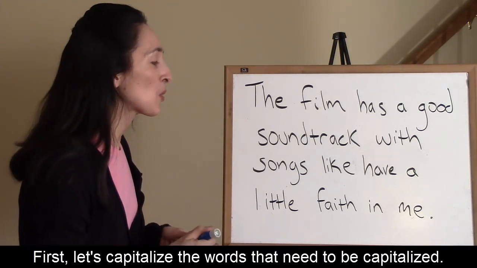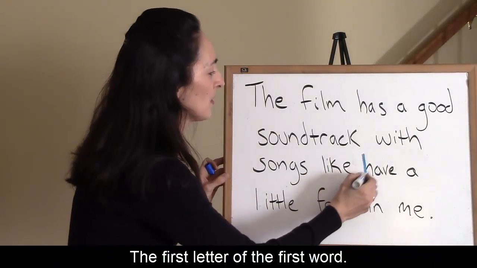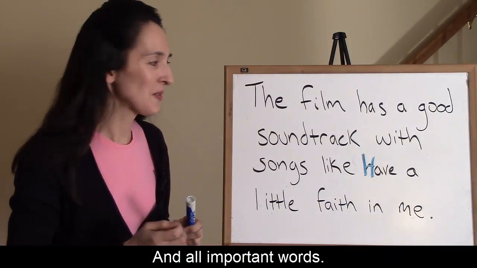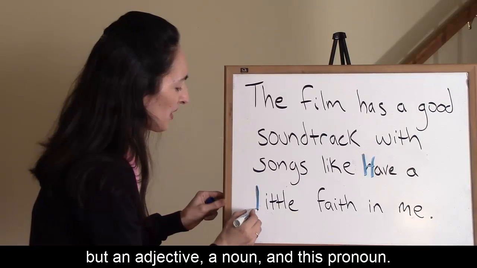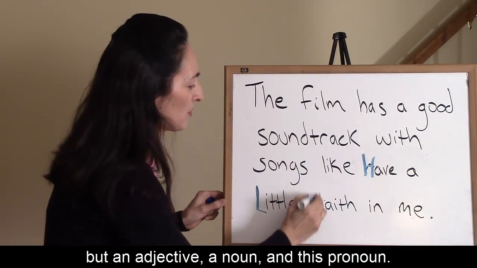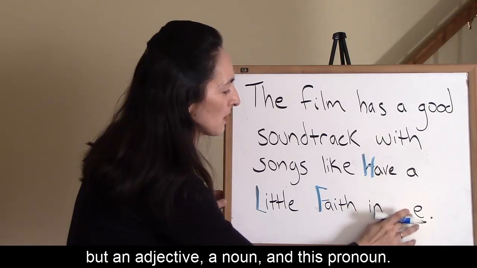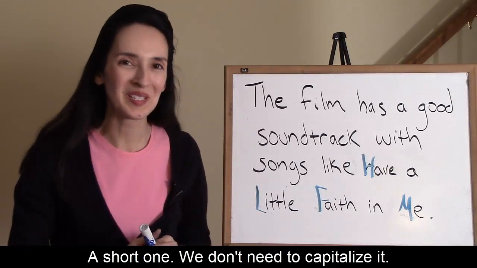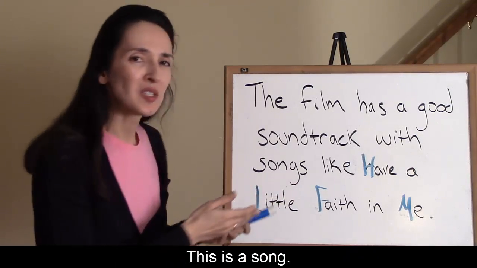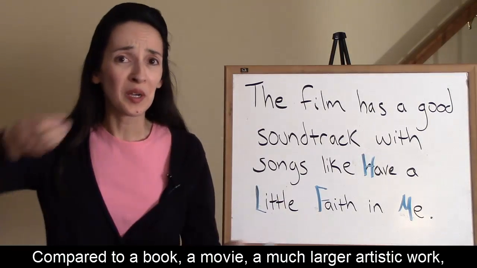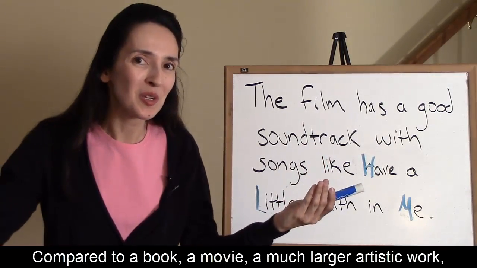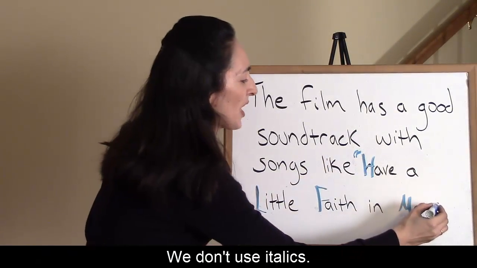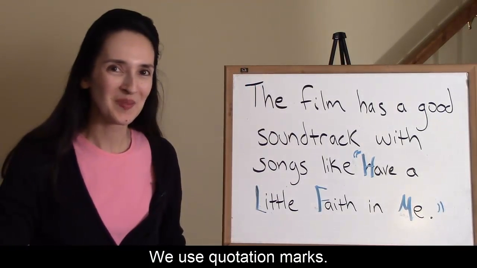First, let's capitalize the words that need to be capitalized. The first letter of the first word and all important words. So not an article, but an adjective, a noun, and this pronoun. This is a preposition, a short one. We don't need to capitalize it. This is a song. Compared to a book, a movie, a much larger artistic work, songs are relatively small artistic works. We don't use italics, we use quotation marks.